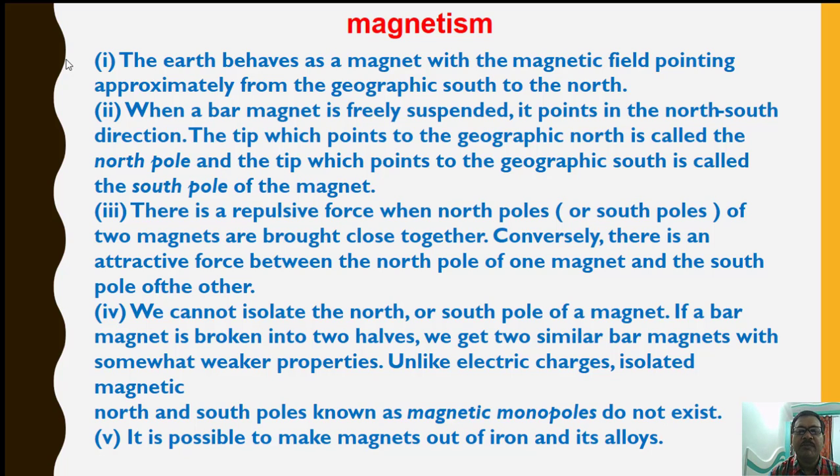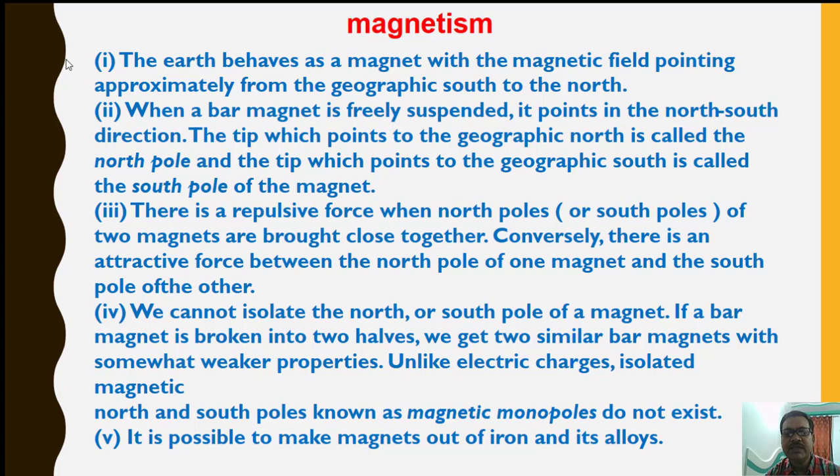Second point, when a bar magnet is freely suspended it points in the north south direction. The tip which points to the geographic north is called the north pole and the tip which points to the geographic south is called the south pole of the magnet.